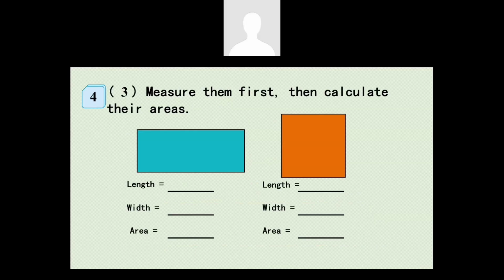Okay, next, we stop covering and we just measure. Look at two shapes: a 5 centimeter multiplied by 2 centimeter rectangle and a 3 centimeter multiplied by 3 centimeter shape. You have 20 seconds to compute both areas.